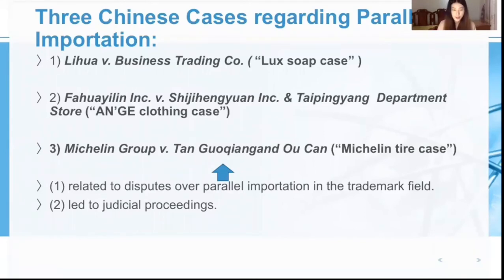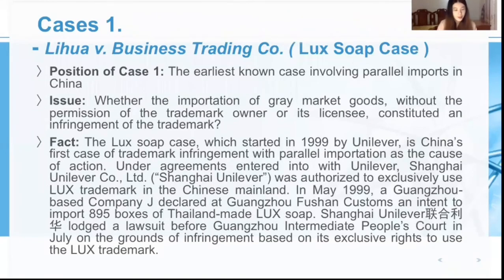The Luxoap case: under agreements entered with Unilever, Shanghai Unilever Limited Company was authorized to exclusively use Luxoap trademark in the mainland China. A Guangzhou-based company declared at Guangzhou Foshan Customs and intended to import 895 boxes of Thailand-made Luxoap. Shanghai Unilever lodged a lawsuit before Guangzhou Intermediate People's Court in June on the grounds of infringement based on its exclusive rights to use the Lux trademark.